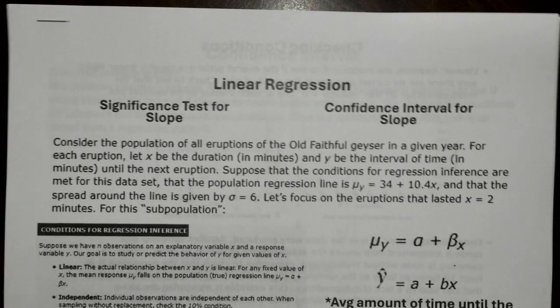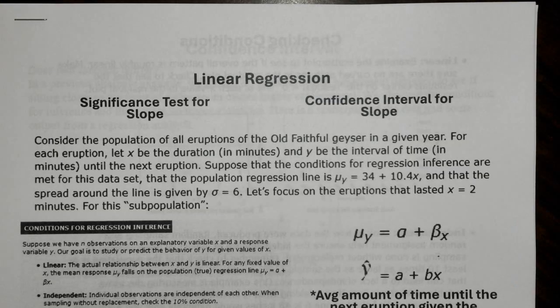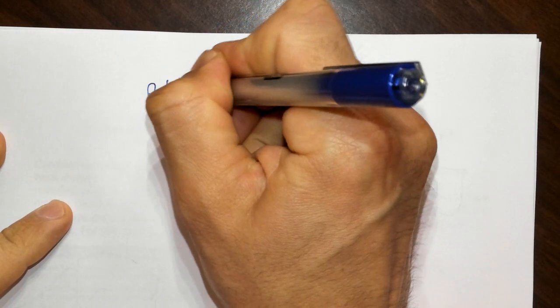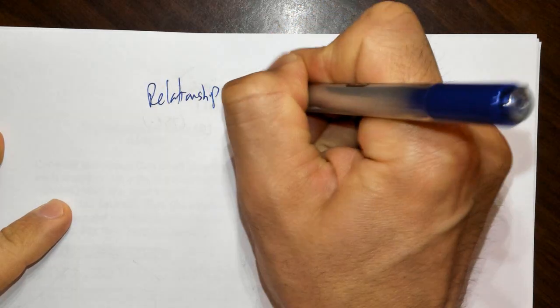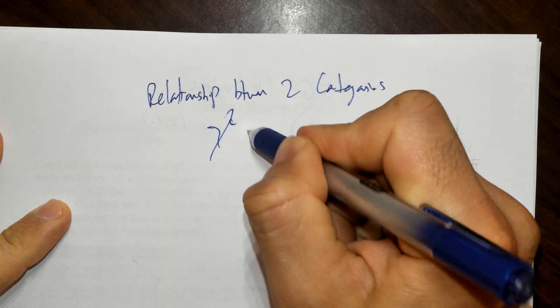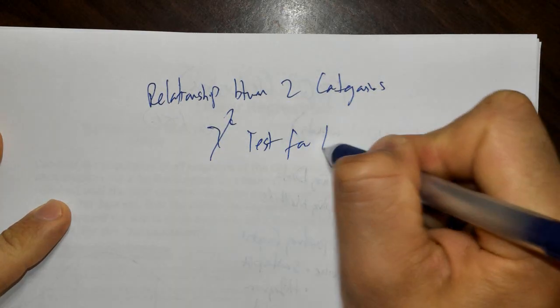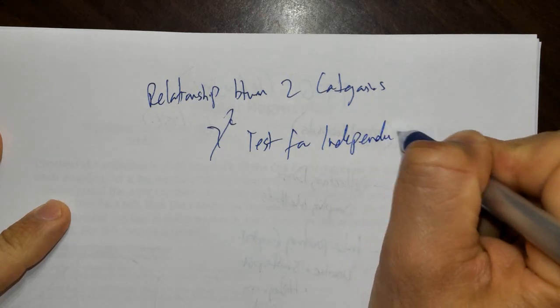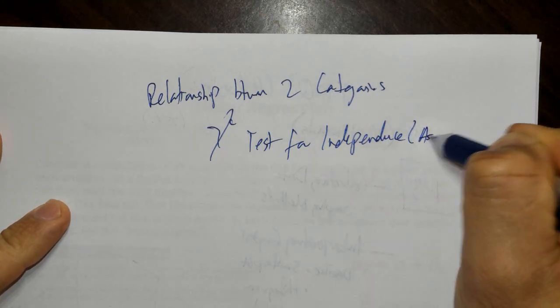So let's talk about linear regression. So a linear regression, right? I'm going to start from scratch a little bit. For chi-square, when we had two categories, right? And we're trying to figure out whether or not these two categories were associated or independent of each other, right? The relationship between two categories, we had a chi-square test for independence. Or association, whichever word you prefer, right?